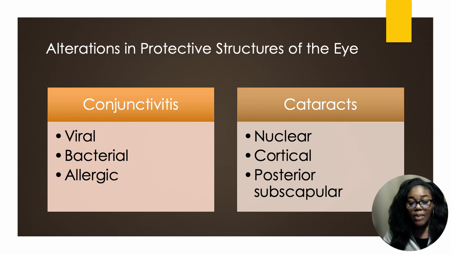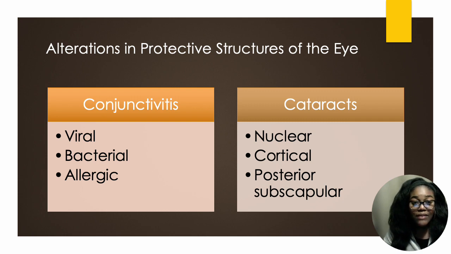So next we'll talk about some alterations in the protective structures of the eyes. We'll be talking about conjunctivitis and cataracts. There are three types of conjunctivitis: viral, bacterial, and allergic. You should know the differences between these three types because they do have slight differences. They have the same result, but a little bit of differences here.